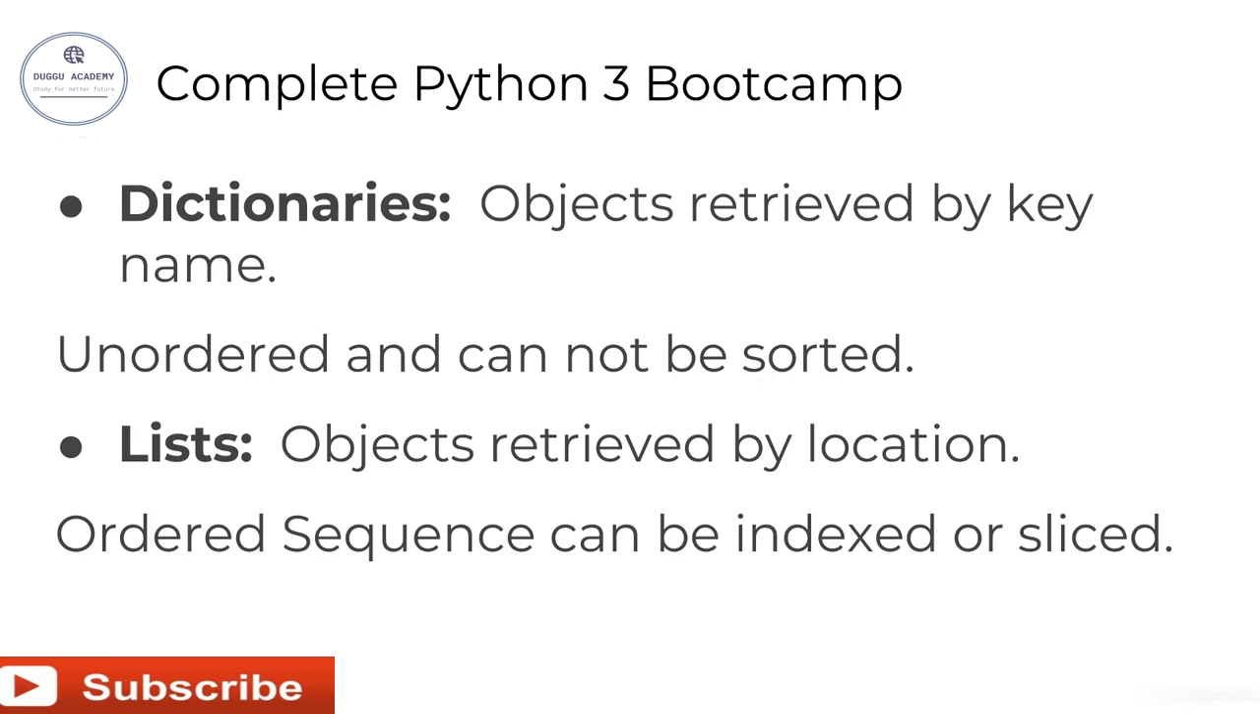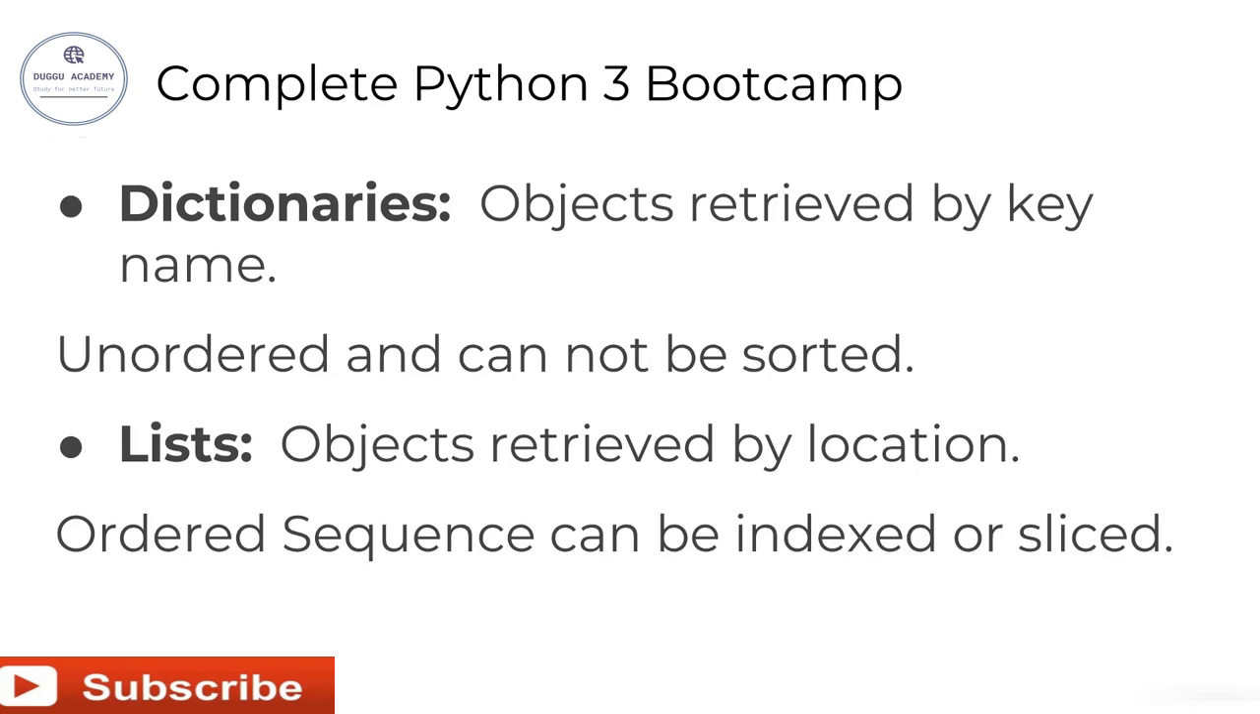Now the question always arises, when do we choose a list, and when do we choose a dictionary? Well, dictionaries have objects retrieved by a key name, and dictionaries are unordered and cannot be sorted. So a good time to use a dictionary would be when you want to quickly retrieve a value without needing to know its exact index location. Now that's a really nice feature of a dictionary, the fact that you don't need to know where something is in the actual dictionary to call it, you just need to know the key-value pair. However, that comes with the con of not being able to sort a dictionary.